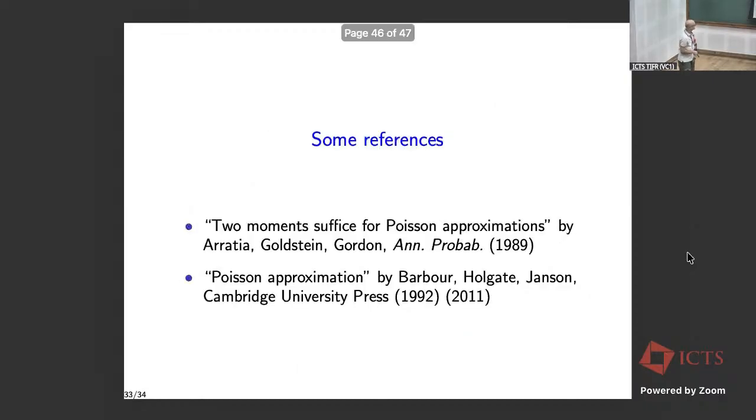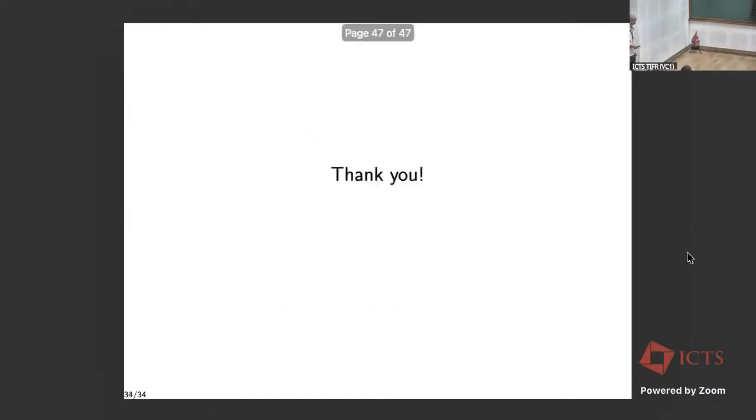Okay, now I see I have 4 more minutes left and I've run out of slides. But in any case, if you want to reference the paper, I mentioned 2 moments suffice for Poisson approximation. That's the one I mentioned. And this book by Barbour, Holst and Janson on Poisson approximation, where the whole book is about constructing these size-bias couplings and proving approximation theorems that way. Okay, thank you very much.